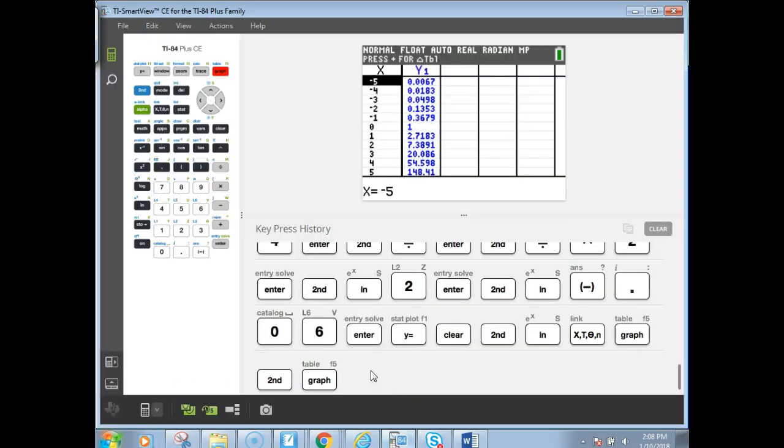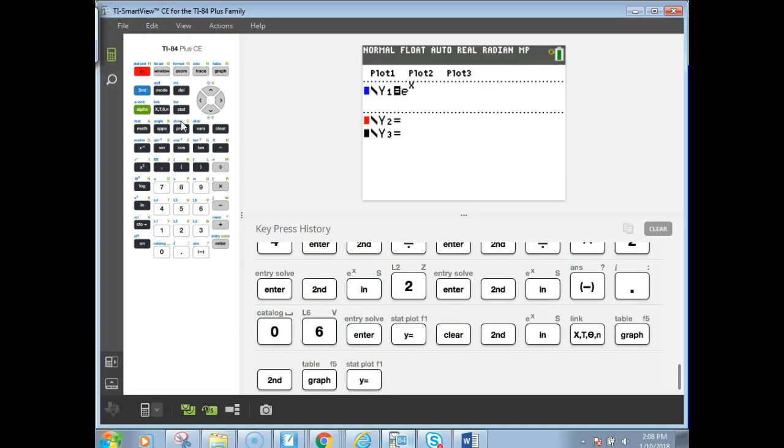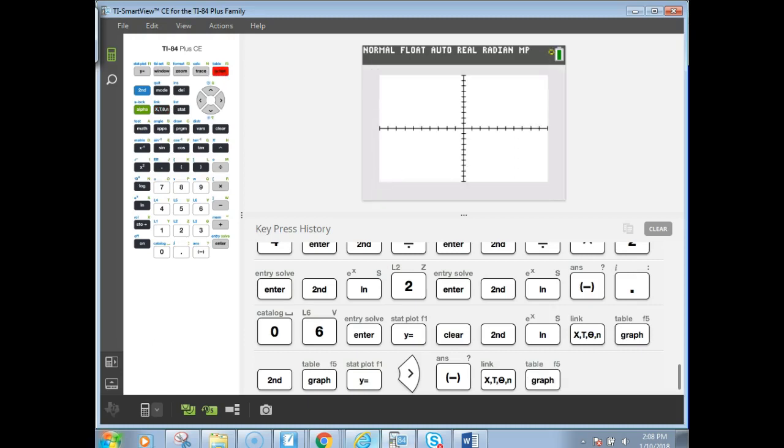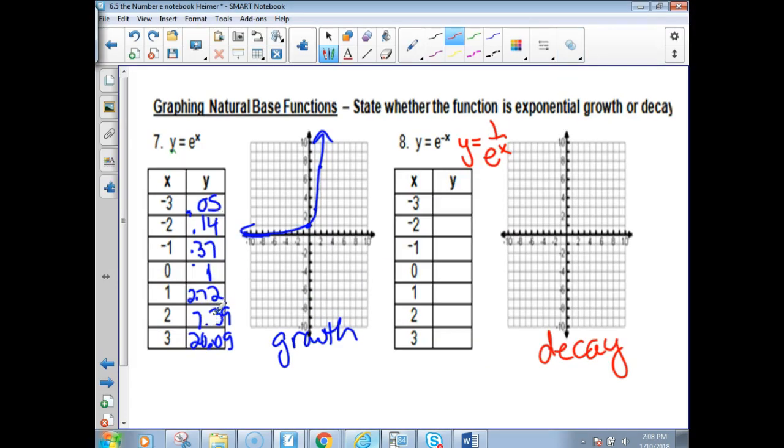Okay. You can go in, of course, into your grapher. Change this to e to the negative x. And graph it. It is decay, and it's the reciprocal of the last one. So what could you do with the values you already have in the first table? Yeah, just reverse them. So the 20.09 would be at the top, and then I'm just going to go down 7.39, 2.72, etc. It's exactly what you would see in your table.